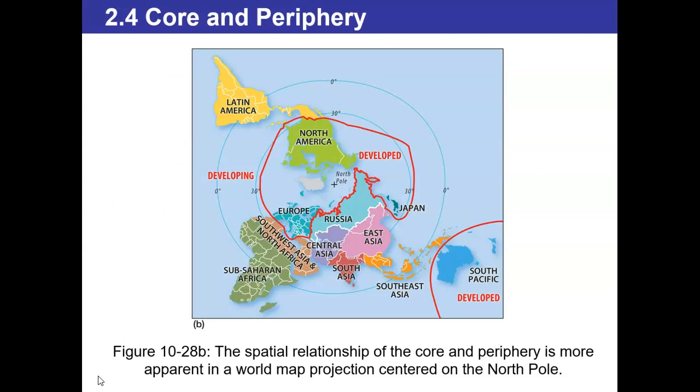We can also see the spatial relationship of the core and the periphery, and it's much more apparent in this world map that you see here. This projection will be centered on the North Pole, so you can see Europe, North America, Japan, South Korea as being part of the core. These are your more developed countries. That could also include the South Pacific, and this includes Australia and New Zealand. In your periphery, which is on the outside of that, you've got Latin America, Africa, Asia.